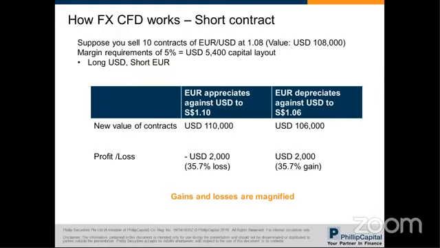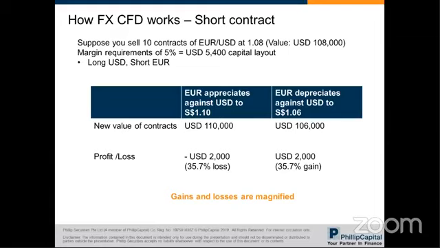Likewise, on the two scenarios, if the quoted currency USD appreciates against the Euro by 2 cents, your new contract value will gain about 2,000 USD. But because you are taking a short position, you are actually losing out about 2 cents on this contract. What you will be losing will be 2,000 USD, which will translate to a 35.7% loss based on your capital outlay of 5,400.